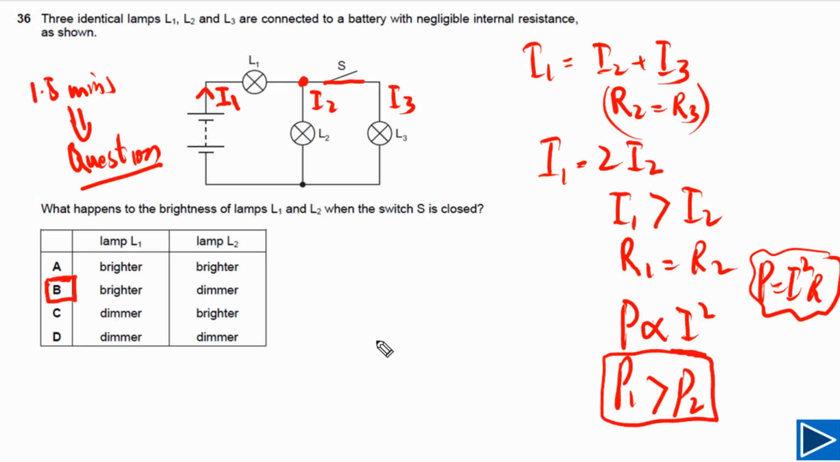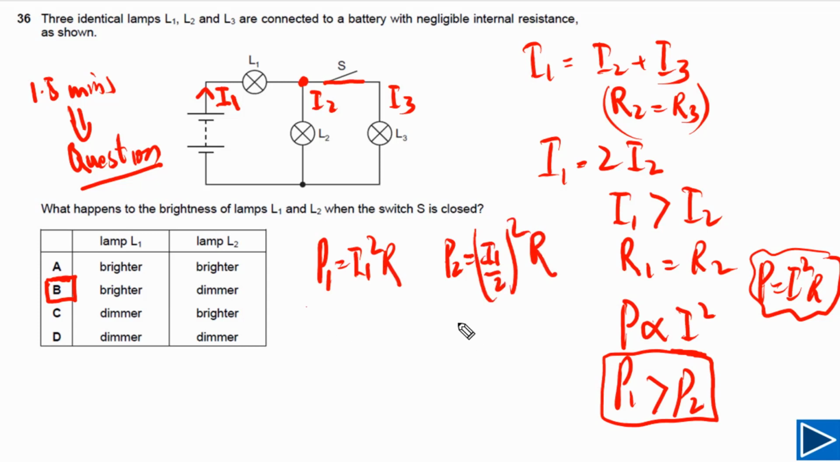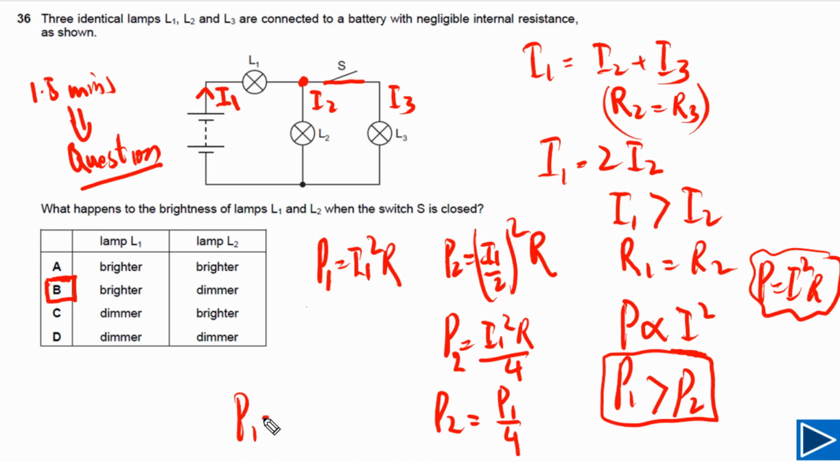But if they ask you how many times lamp 1 is brighter than lamp 2, then you have to use the formula. You will simply say P1 is equal to I1 squared times R, and P2 is equal to (I1 by 2) squared times R. Now if we solve this one, P2, what we will get? We will get I1 squared times R divided by 4. So this one is P2. P2 is equal to P1 by 4. It means P1 is equal to 4 times P2. P1 is 4 times brighter than P2.